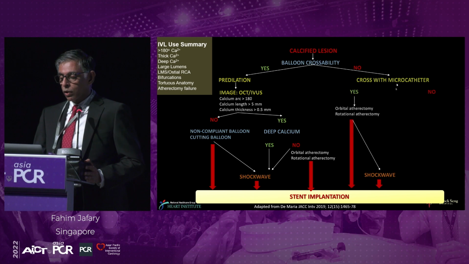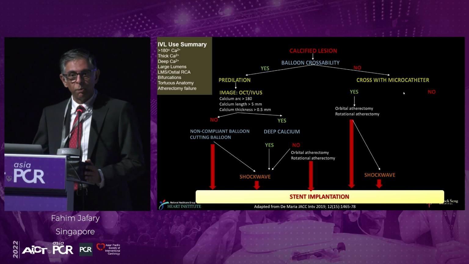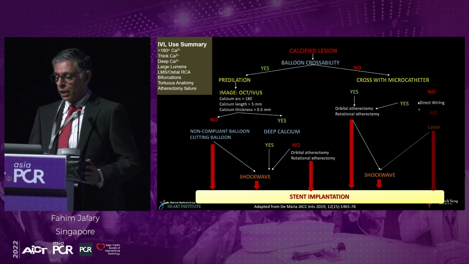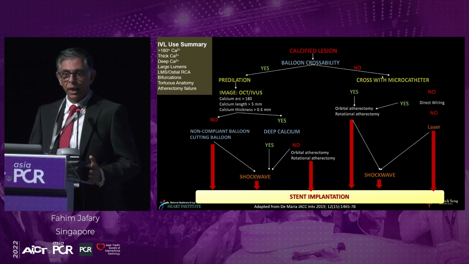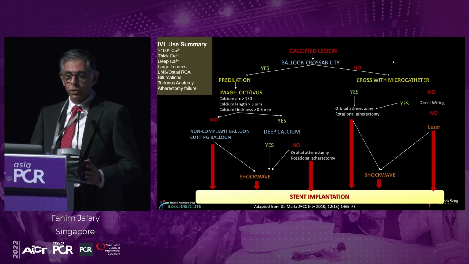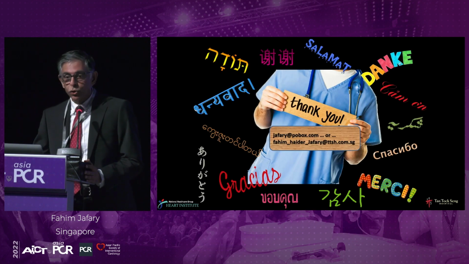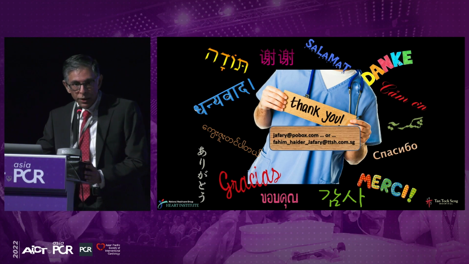On the other hand, if you can't cross it with the balloon, then you're kind of stuck because you have to use some sort of ablation, most likely rotablation, and you can combine it with Shockwave as an adjunct. And of course, if you can't cross even with a microcatheter, then laser is your only option, and that's something that most labs, unfortunately, don't have access to. So ladies and gentlemen, at this point I will stop. Thank you very much for your attention, and I'm happy to answer any questions.